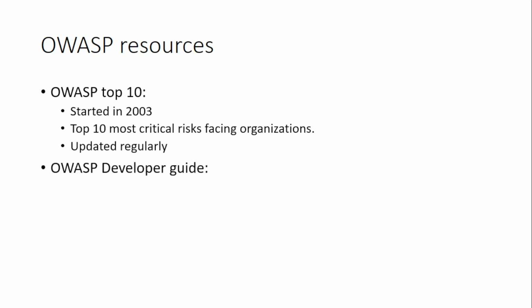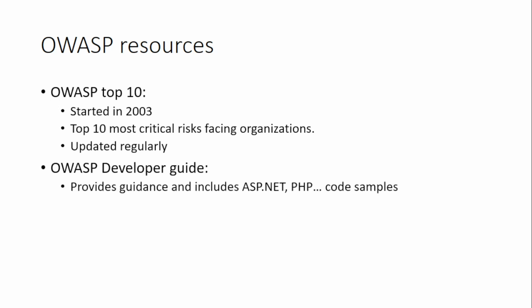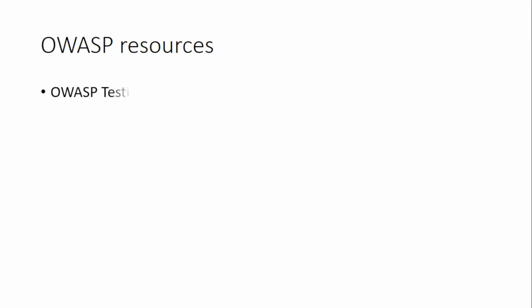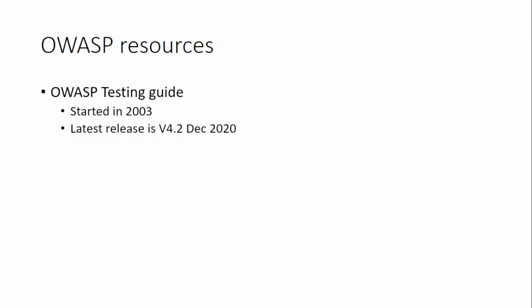Then there is the OWASP Developer Guide. It provides guidance and includes ASP.NET, PHP, and so on code samples in it, and it covers application level security issues. The last one that was released was in 2005, but a draft is being worked on right now. Then there is the Testing Guide, which started in 2003, and the latest version was released in December 2020.